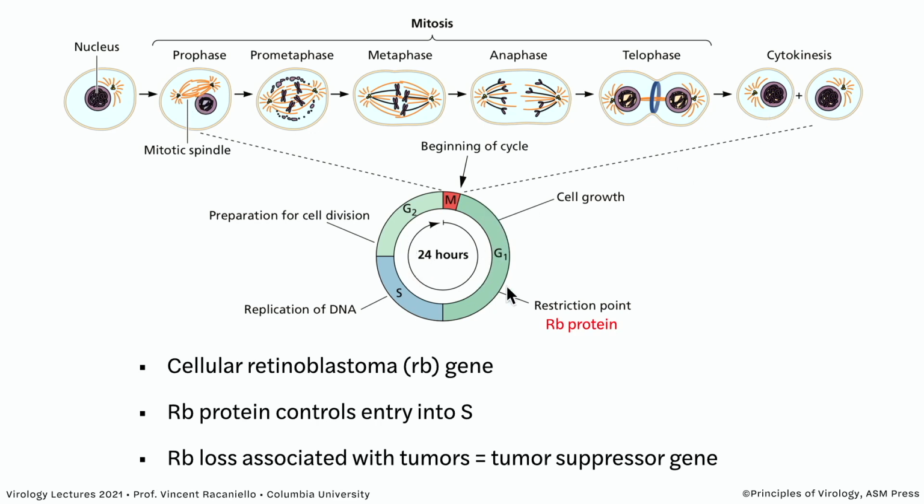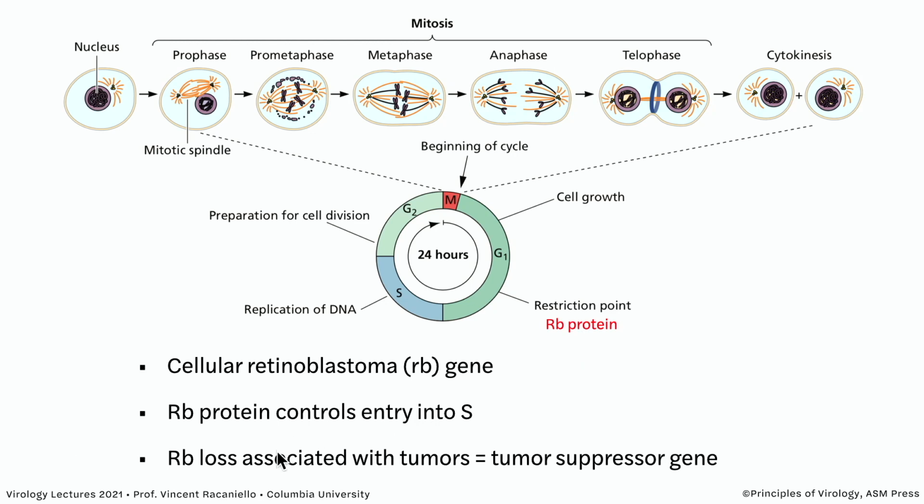There are actually several checkpoints in this cell cycle so that it doesn't go on all the time. And one of them is right here. It's a restriction point which is controlled by the RB protein, retinoblastoma protein, which is encoded by this cellular retinoblastoma gene. This controls entry into S. This protein decides whether the cell is going to go into S. And the signals that lead to that we'll get to in a moment, and we'll discuss even more next time.